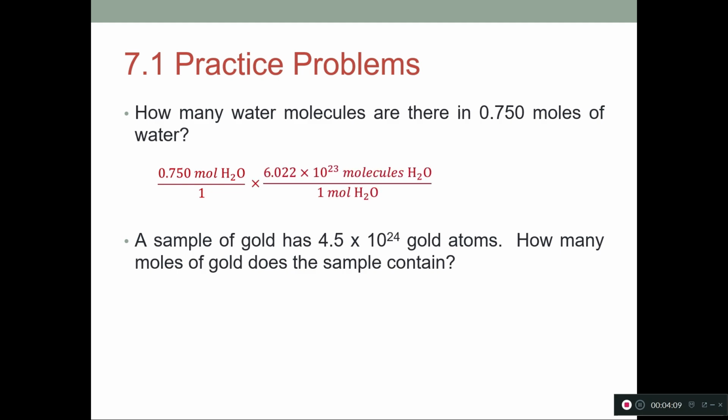Then we use the conversion factor here, so the moles of water on top at the left will cancel with the moles of water on the bottom over here on the right, and then we're just using the fact that 1 mole is equal to 6.022 times 10 to the 23 molecules of water, and so the units of moles will cancel out. We'll end up with just the molecules of water. And so if I gave you 0.750 moles of water, that would mean that I gave you 4.52 times 10 to the 23 molecules of water.